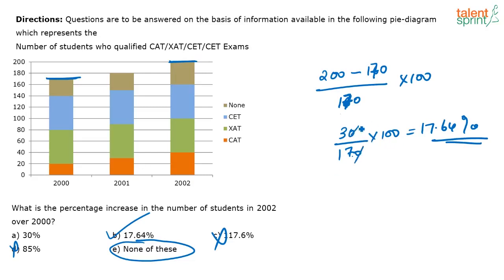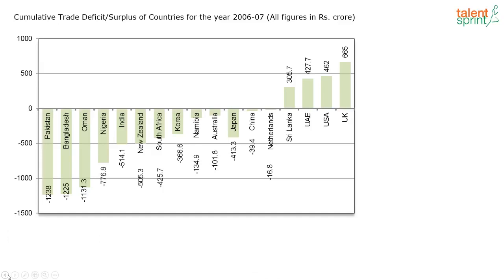Here what you get is 300 by 17, correct? So the exact value you needn't solve for if you are able to eliminate options. But in this question, you have an option called none of these. So it is better to check correctly what the answer is. So the next question is there on your screen.